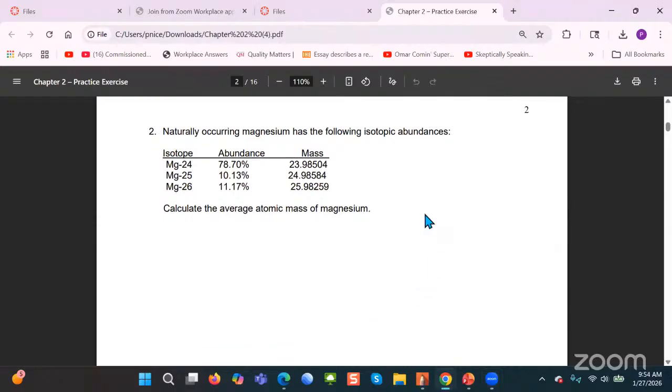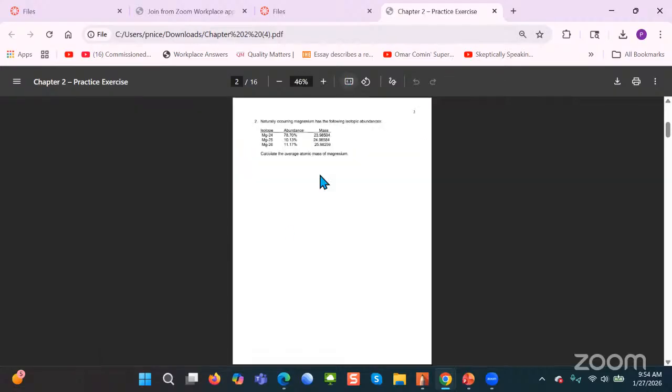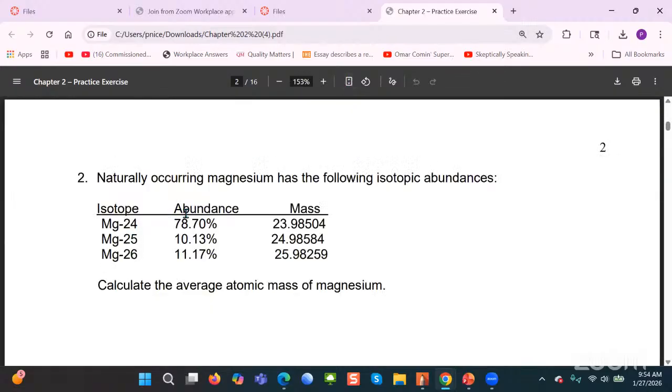As I said before, just to remind you, isotopes are atoms of the same element that have different mass numbers, and the mass numbers are different because the number of neutrons is different. For each element with different isotopes, the isotopes exist in the universe in different proportions. The example used here is magnesium, which exists as magnesium 24, 25, and 26. And here we have the abundance of these isotopes.